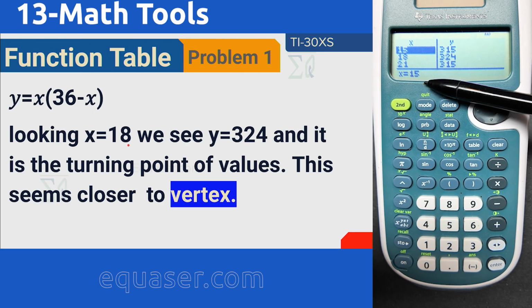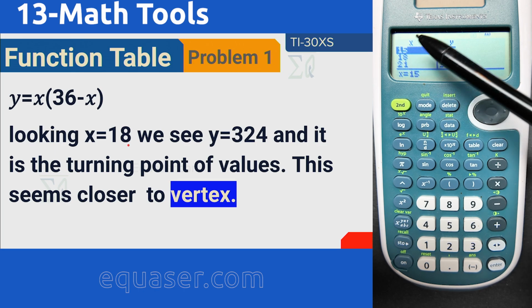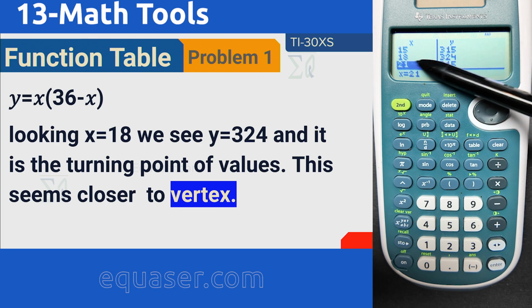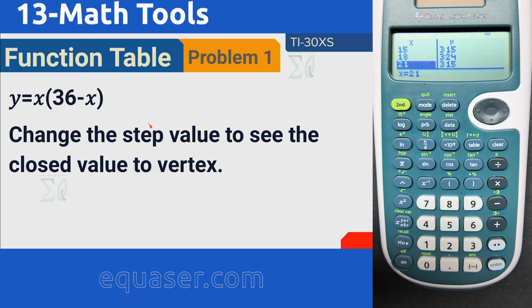Now the value has been evaluated with that formula. X is 15, y is this much, and looking at x equal 18, we see that y is 324, and it is the turning point of the value. This seems closer to the vertex. So 315, 18 is 342, and again become 315. So it means it comes 315, so 324, and it comes back. So that is a turning point. Change the step value to see the closer value to the vertex.